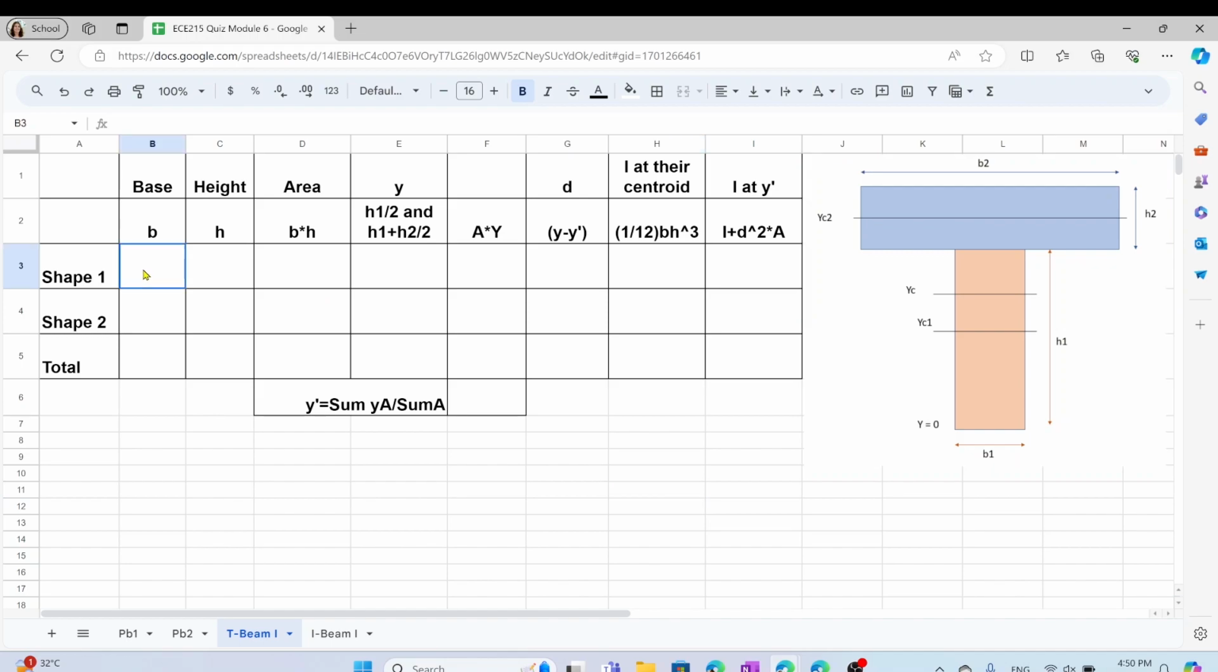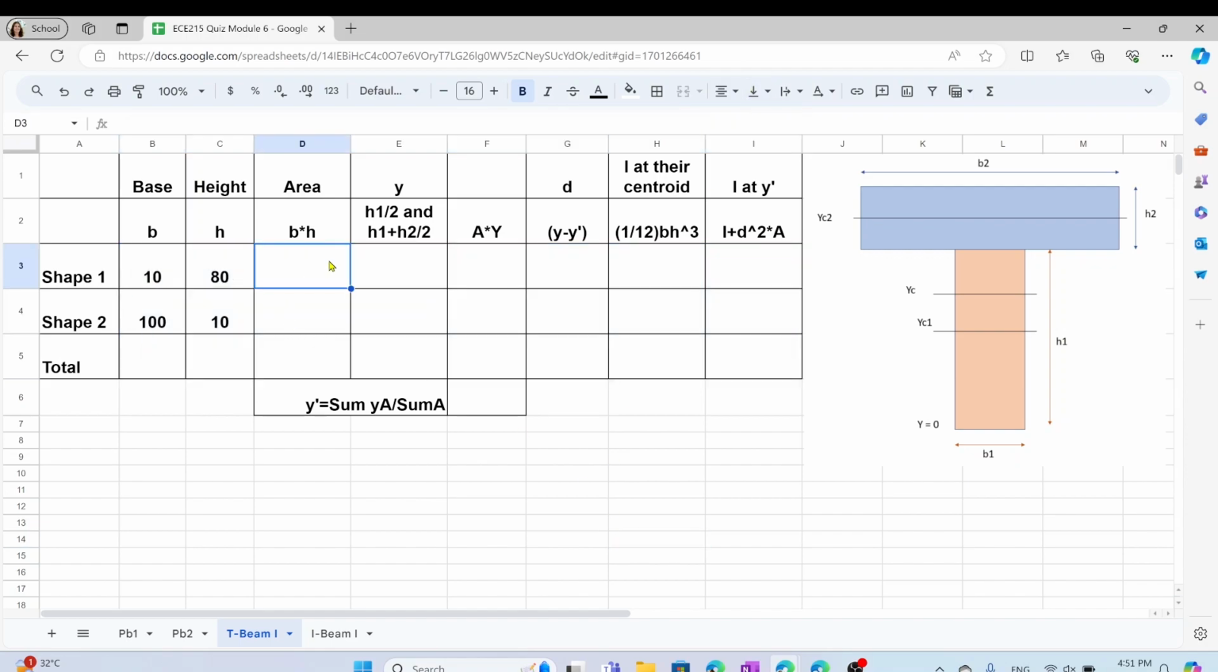So let's provide some information. Let's say B1 equals 10 millimeters, and the H1 is maybe 80 millimeters, and the shape B2 is longer, like maybe 100 millimeters, and H2 is, let's say, the same as the other one, 10. Okay. Total, we don't need any total. That does not make sense to have any total. It just makes sense for some other things.